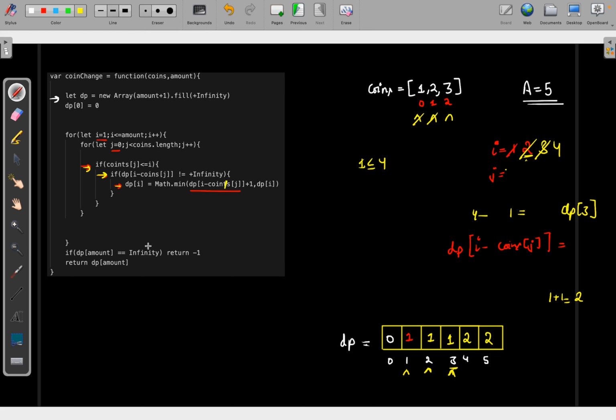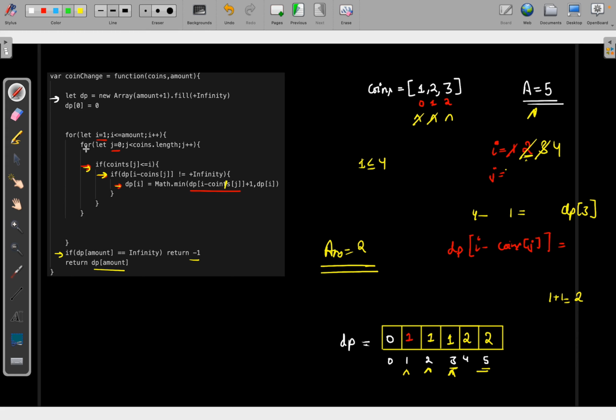And in the last, if dp of amount is equal to infinity, I will return minus 1, but it is not equal to infinity. I will return dp of amount, that is I will return dp of 5 and the answer will be 2. That means 2 coins are needed to make an amount 5. So I hope you got this problem and you got how the dry run is happening.